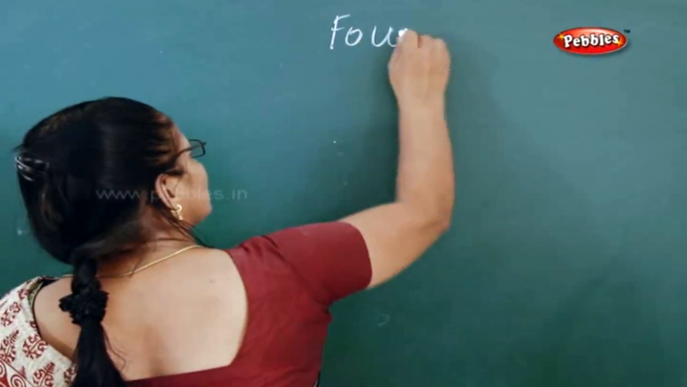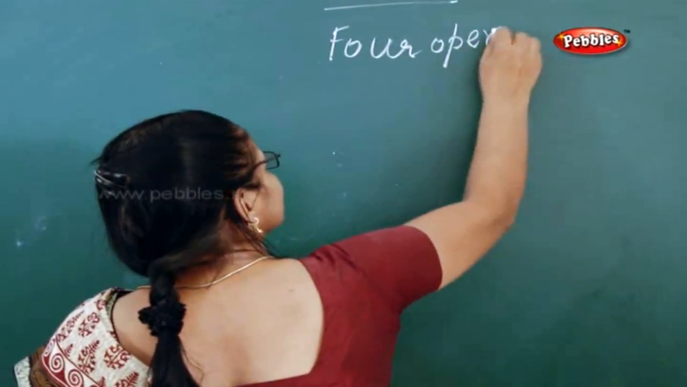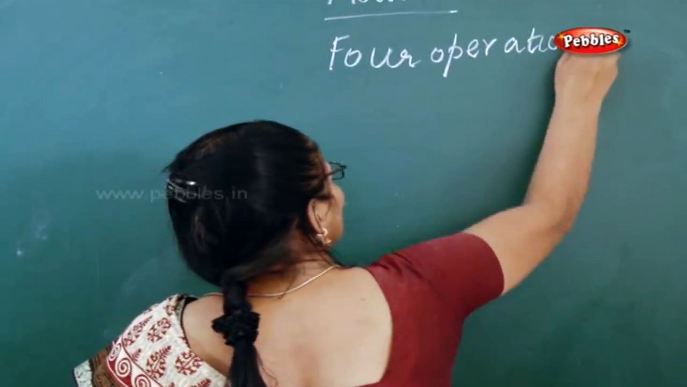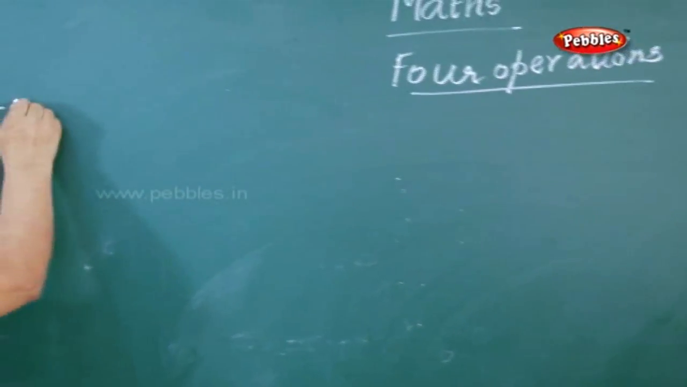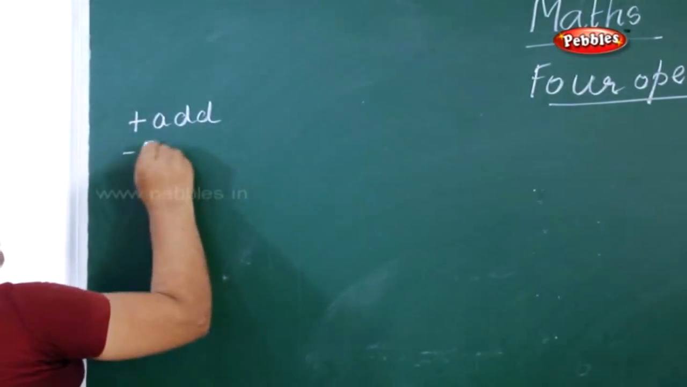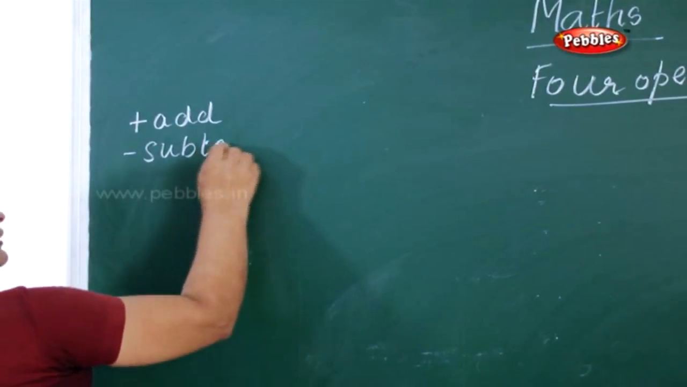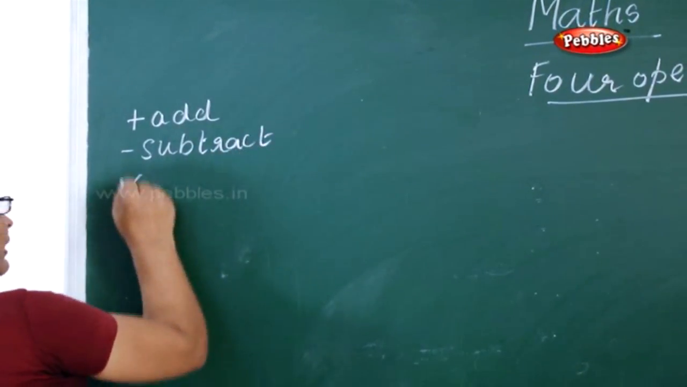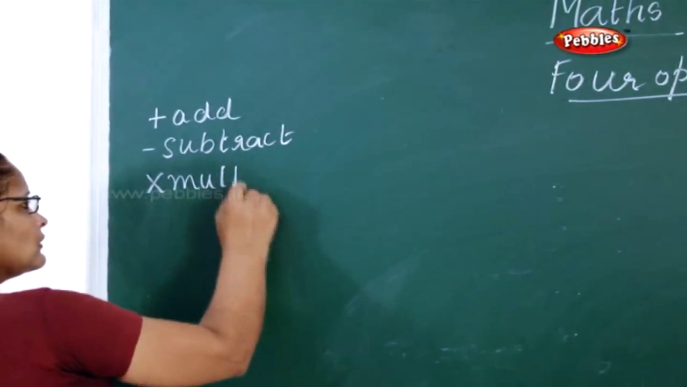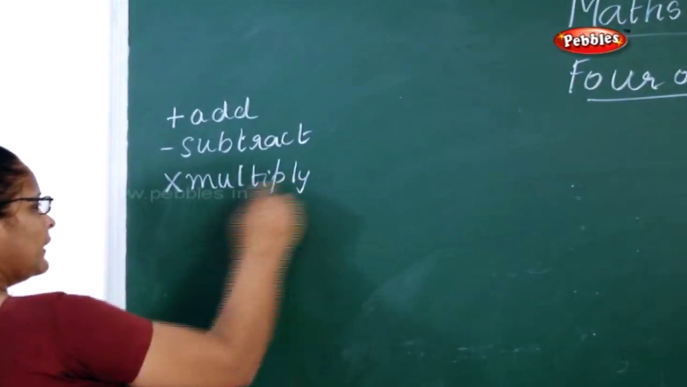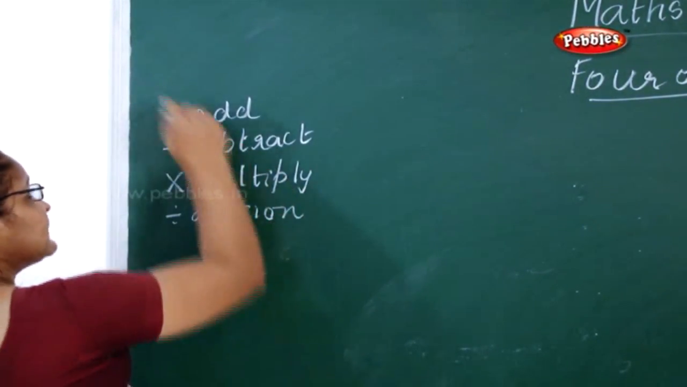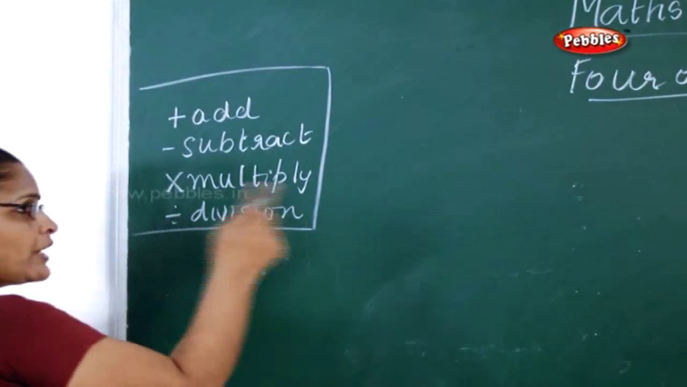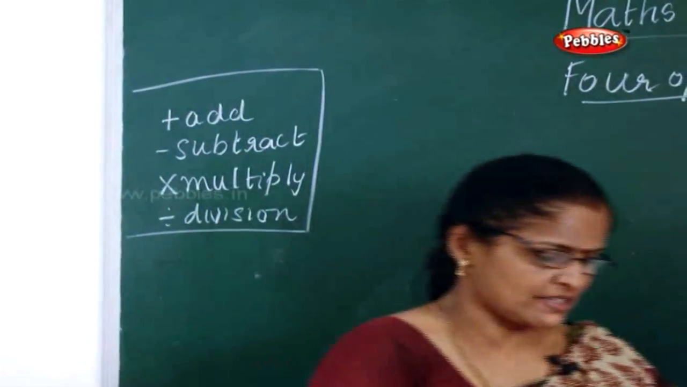Next lesson is 4 operations. Now what are the 4 operations? It is plus, that is addition, minus, subtraction, multiply, then division. So these are the 4 operations we are going to learn in this lesson.